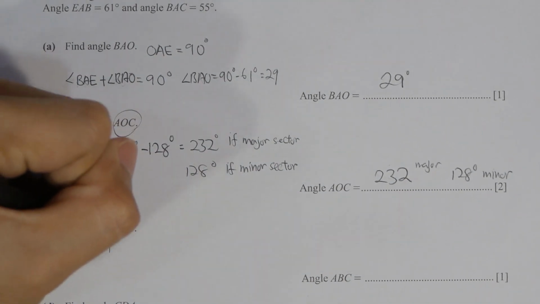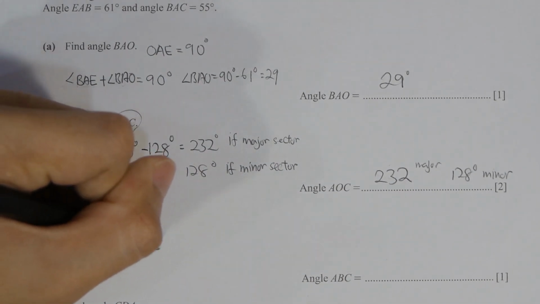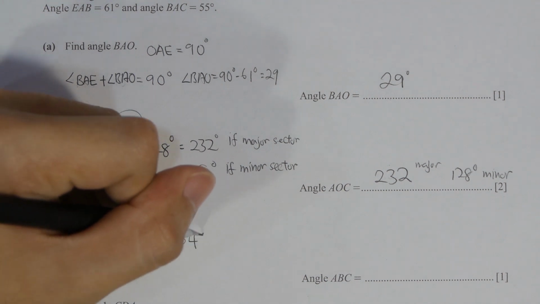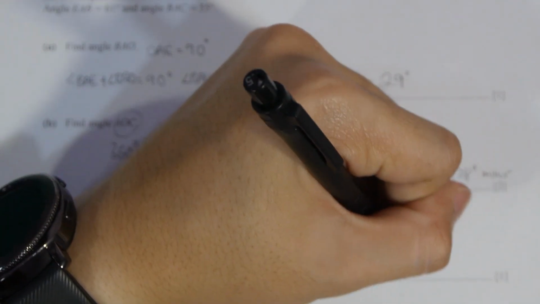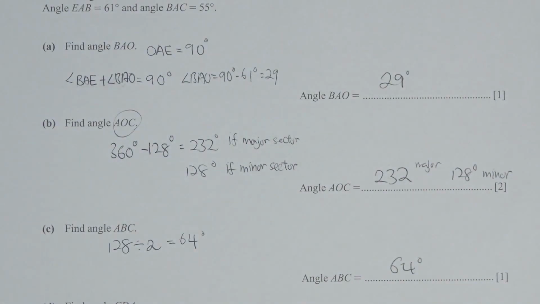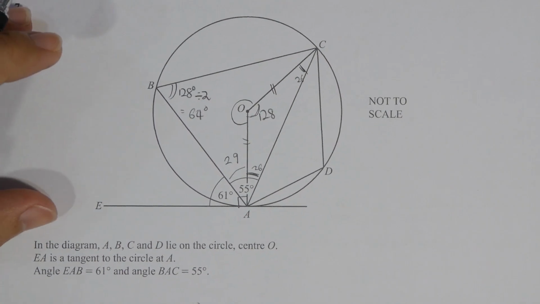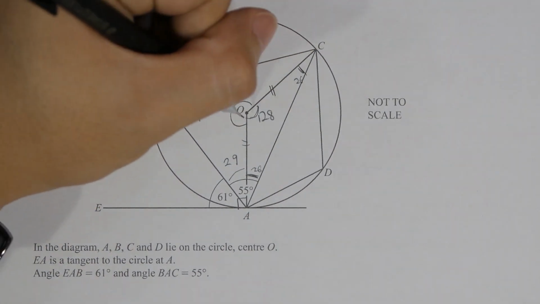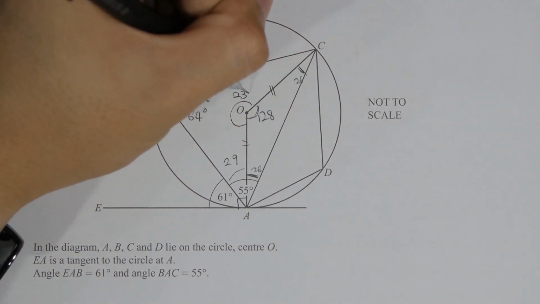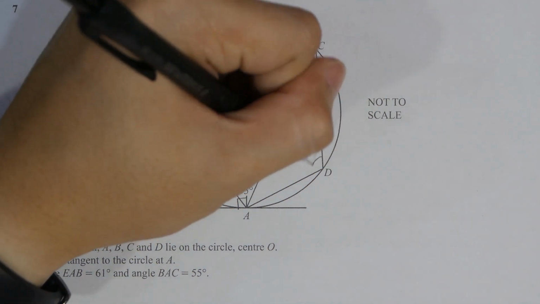Whereby for ABC, the angle at the outer layer is actually half the angle at the center. So 128 divided by 2, you get 64. And to identify CDA, simply take 232 divided by 2. It's using the same rule as part C, and the result will be 116.